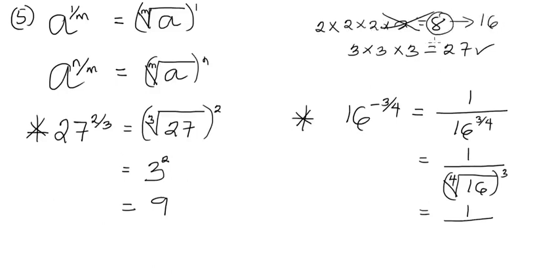That means the number that multiplied itself 4 times to give us 16 is 2. So, we have 2 raised to the power of 3. And that means we have 1 divided by 2 cube. 2 cube means 2 times 2 times 2. And that gives me 8.